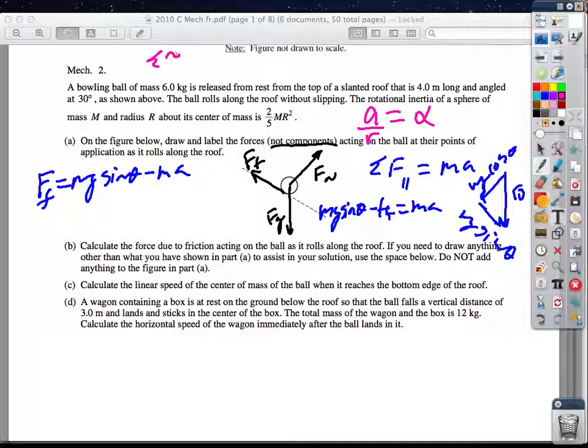Now I say the sum of the torques is equal to I alpha. And there's only one torque if I use the center of this sphere as my pivot, which is F sub f times R, and that equals I alpha. What we're looking for is f sub f. I have that equation right there. Do I know m? Yes. Do I know g? Do I know theta? Yeah. Do I know a? No. So I have to figure out how to find a.